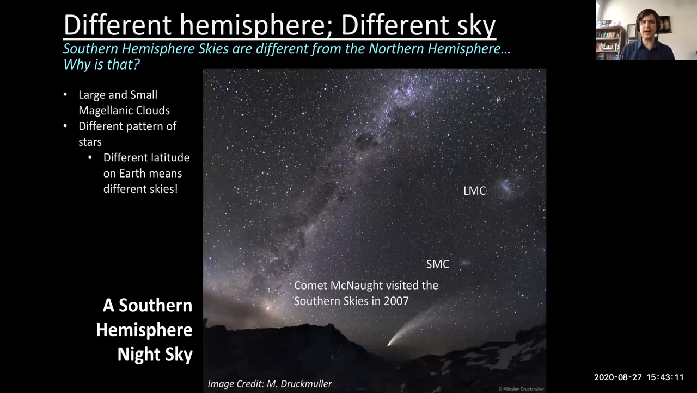see those at night. Clearly, there's a difference between the skies in the Northern Hemisphere and the Southern Hemisphere, which tells me that what skies we can see depends on our latitude on Earth, how far north and how far south we are.